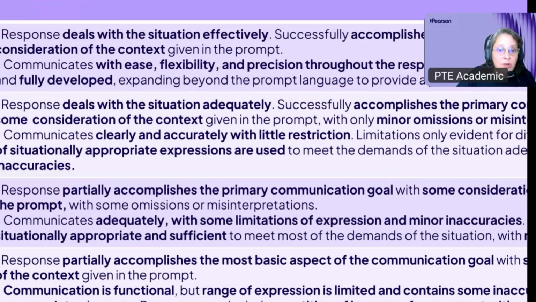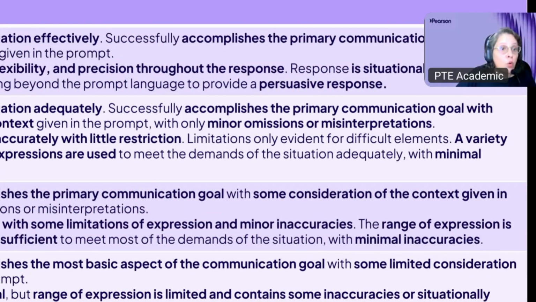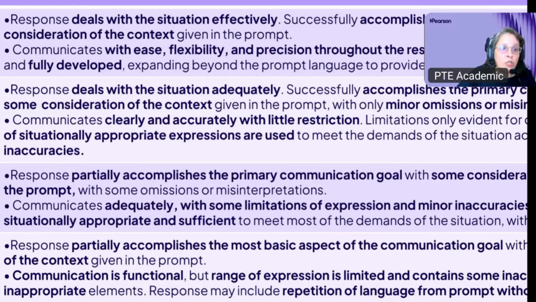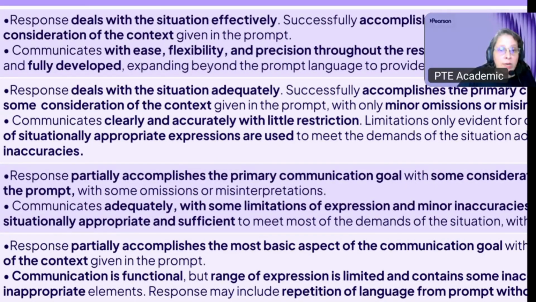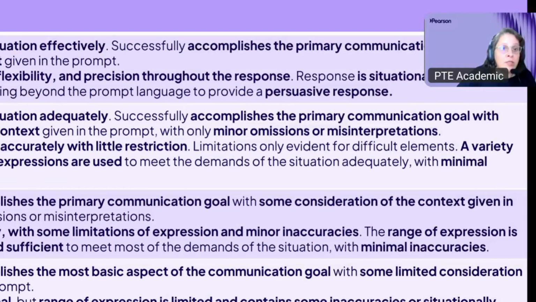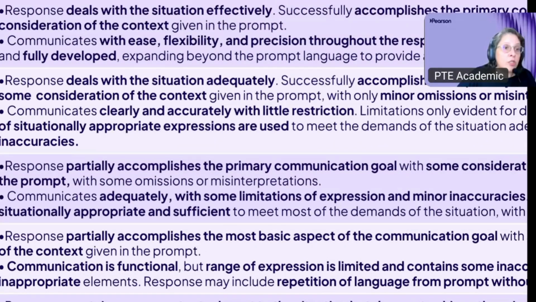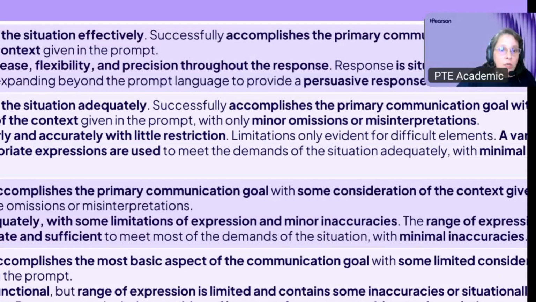A 5 also talks about successfully accomplishes the primary communication goal with some consideration of the context. If you look at the first one, accomplishes the primary communication goal with full consideration. So you'll see a change in the language. Here you're saying full consideration, here it's mentioned some consideration. And there's also a question of at 6 there are no omissions, no misinterpretations, but at a 5 that can appear, right? Only minor omissions and misinterpretations.